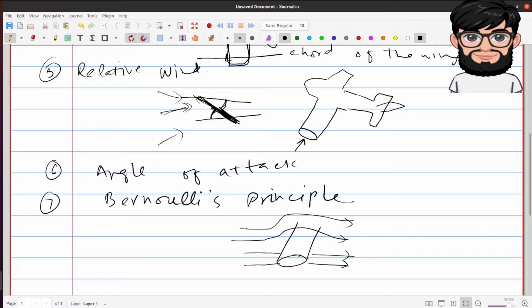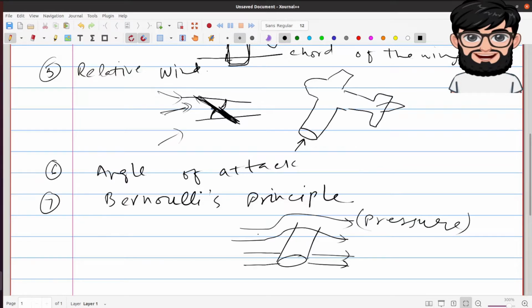So again, I'm going to repeat the same thing, that the pressure of the gas is going to be less where the speed of the gas is going to increase. That's basically Bernoulli's principle.